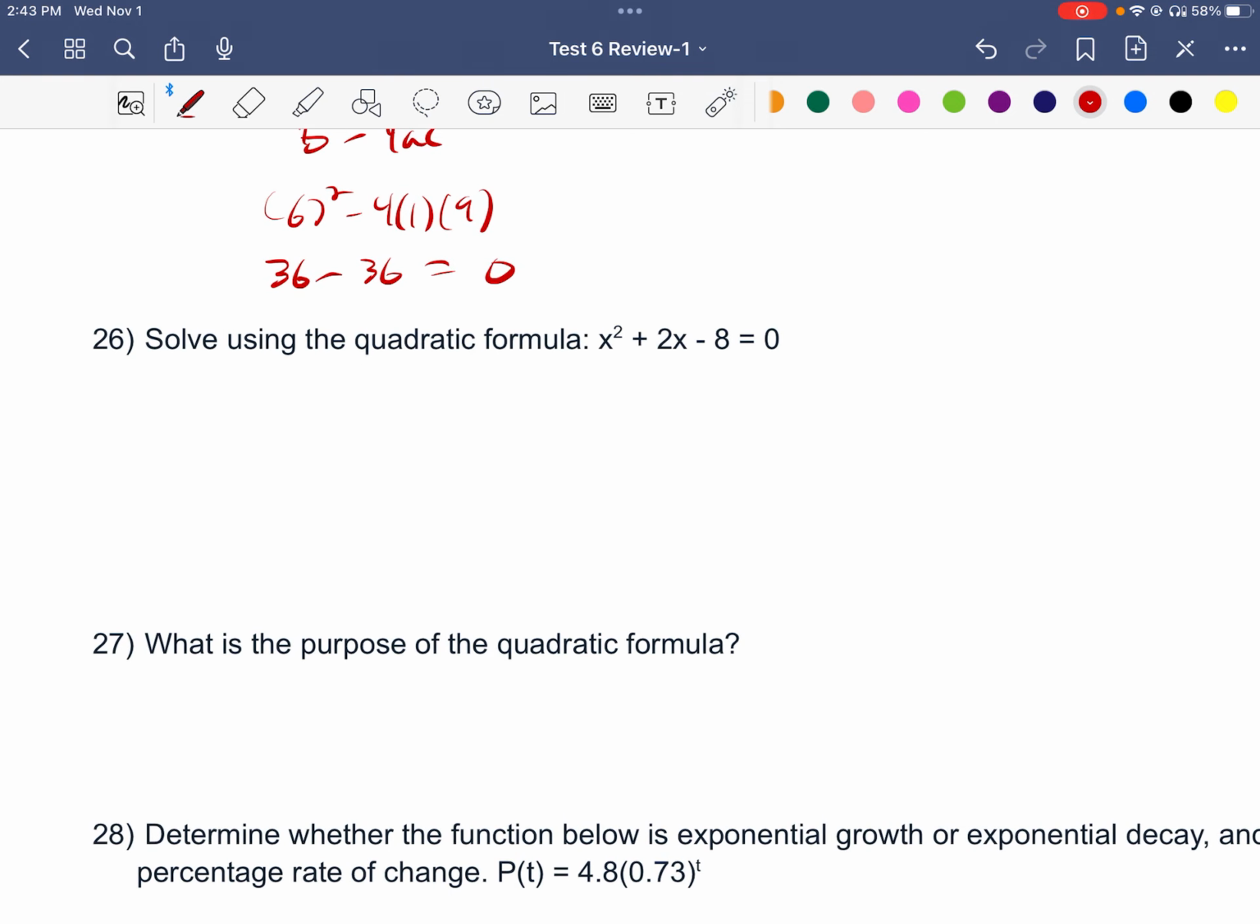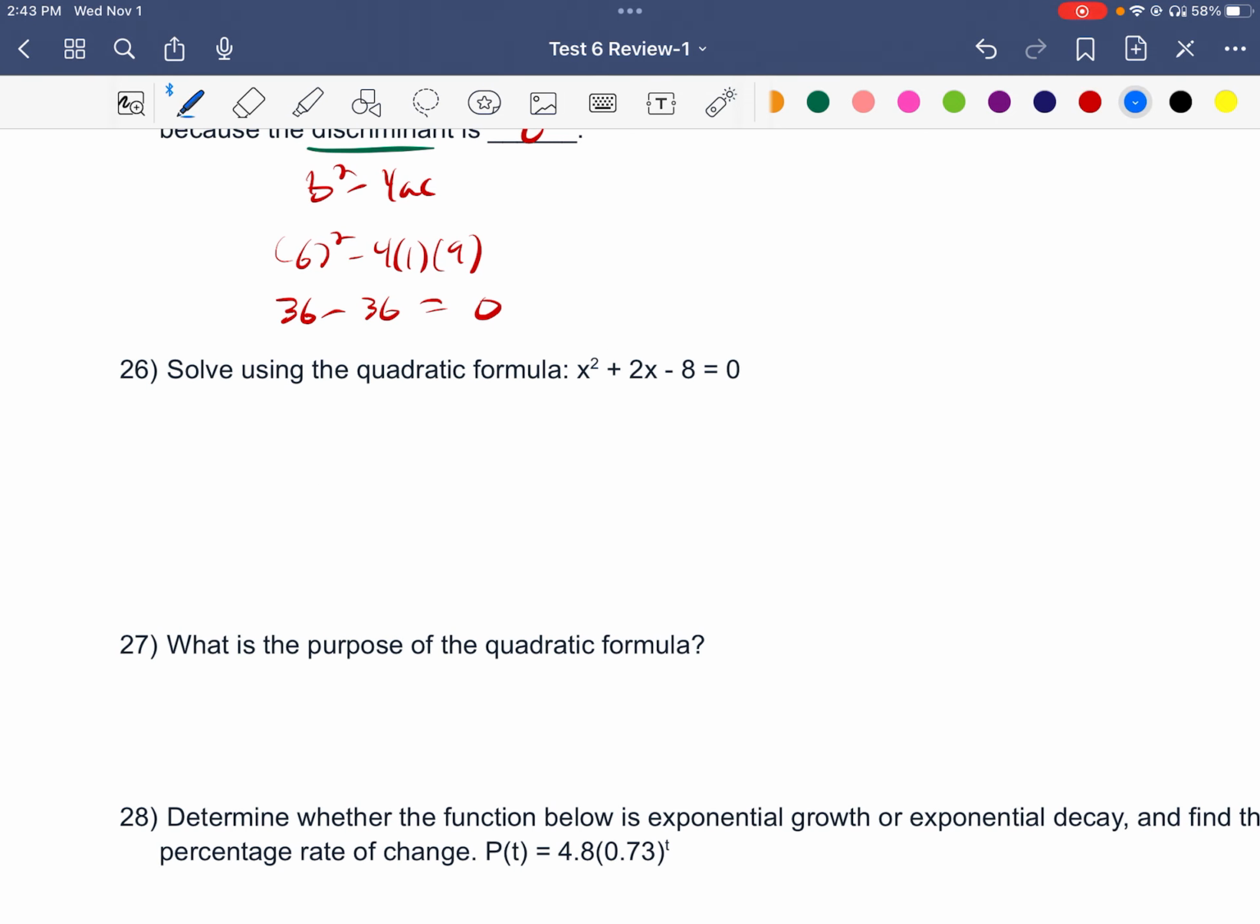Solve using the quadratic formula. Quadratic formula is on the formula sheet. If you don't remember it, use your notes and also use the formula sheet on the test. But it is, I'm not going to write the whole thing out because I'm just going to fill this in. It is x equals negative b plus and minus the square root of b squared minus 4 times a times c, all divided by 2 times a.